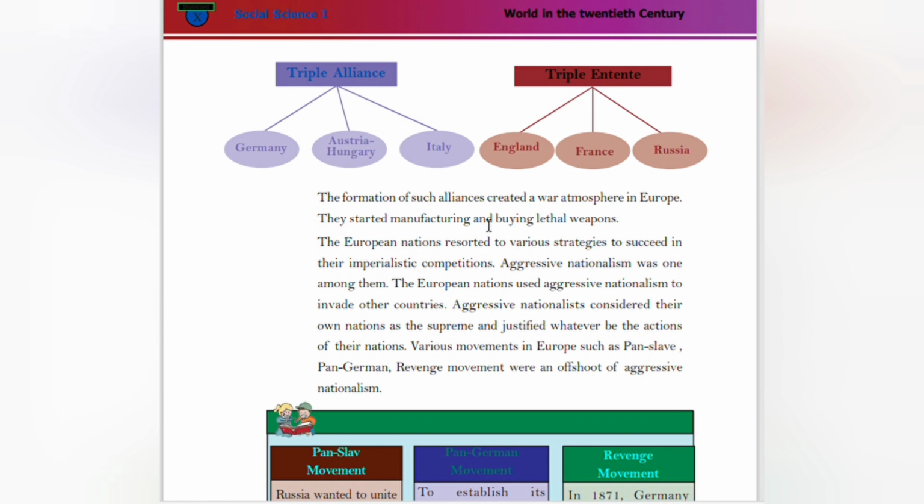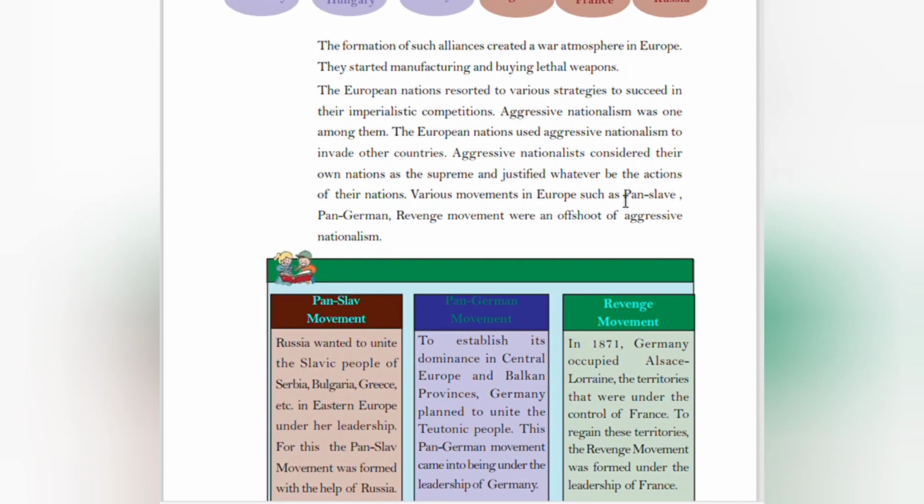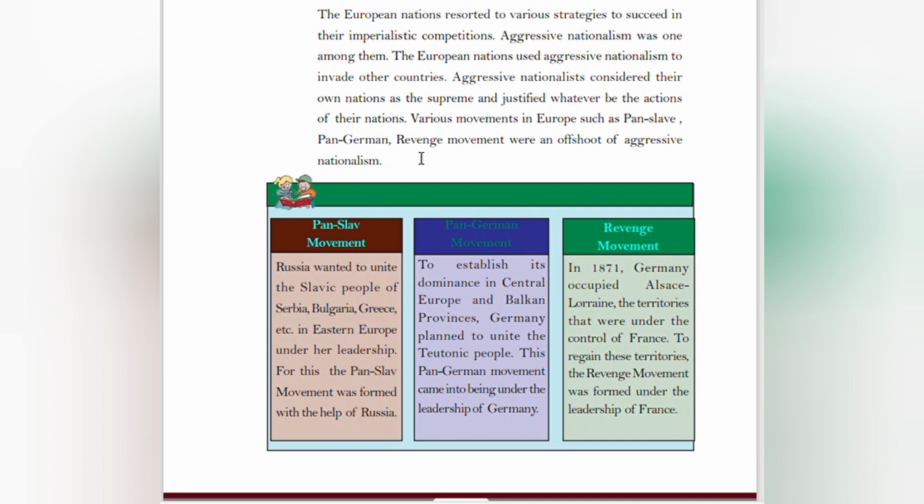The formation of such alliances created a war atmosphere in Europe. They started manufacturing and buying lethal weapons. European nations resorted to various strategies to succeed in their imperialist competitions. Aggressive nationalism was one among them. The European nations used aggressive nationalism to invade other countries. Aggressive nationalists considered their own nations supreme and justified whatever the actions of their nations. Various movements in Europe, such as the Pan-Slav and Pan-German movements and the revenge movement, were an offshoot of aggressive nationalism.